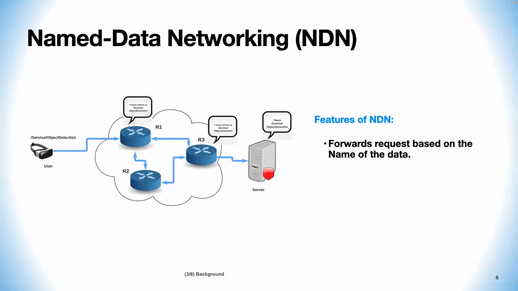Our framework Reservoir runs on top of NDN. So let's get a quick overview of NDN. NDN is a name-based communication model in which the client sends a request for data with a name. Then the request is forwarded based on the name in the request by the NDN network toward the server. When the server receives the request, it responds with the data packets. When the routers forward the data packets toward the client, they cache these packets to satisfy future requests for data with the same name.